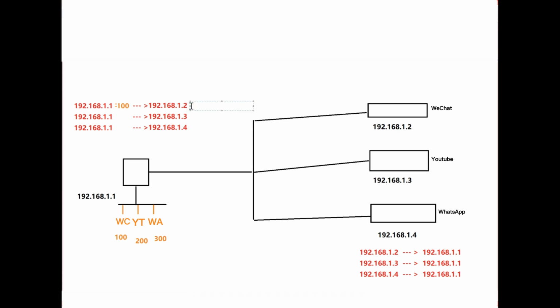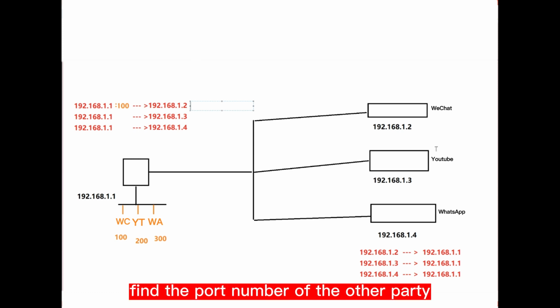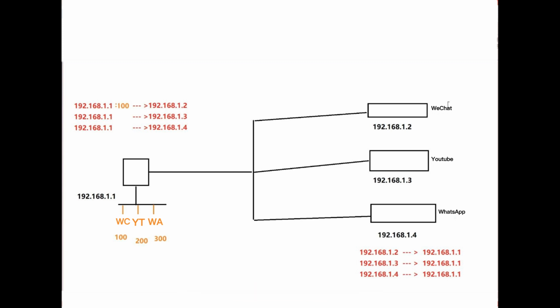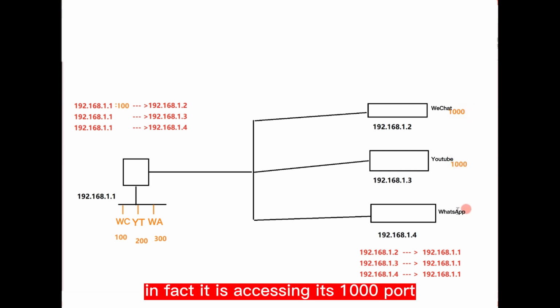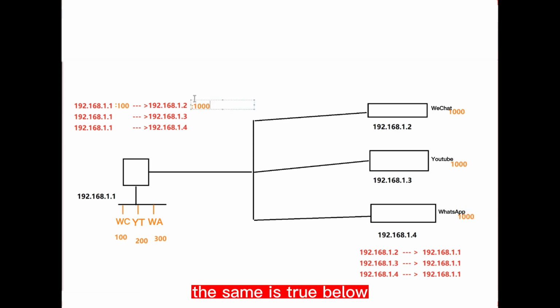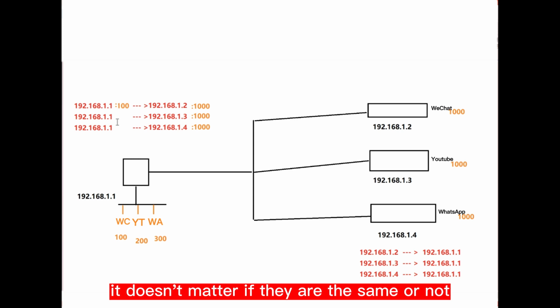Of course, in data communication, addresses are exchanged with addresses. If it comes with a port number, it also needs to find the port number of the other party. So now, for the other party, assume their port numbers can all be the same, for example, they are all port 1000. Now for data communication, it is in fact accessing its port 1000. The same is true below. I wrote the same mainly for the convenience of copying. It doesn't matter if they are the same or not.